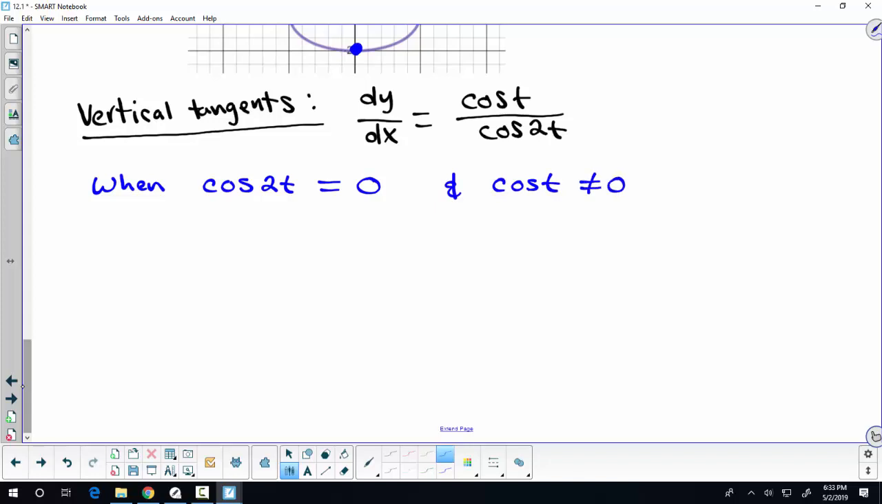We already know that the numerator is 0 at pi over 2 and 3 pi over 2. We're just going to try to keep that in mind when we say the zeros of the denominator. If we get pi over 2 or 3 pi over 2 as well, then we've got to take a different approach. So when is the cosine of 2t equal to 0? Yeah. When t is pi over 4.